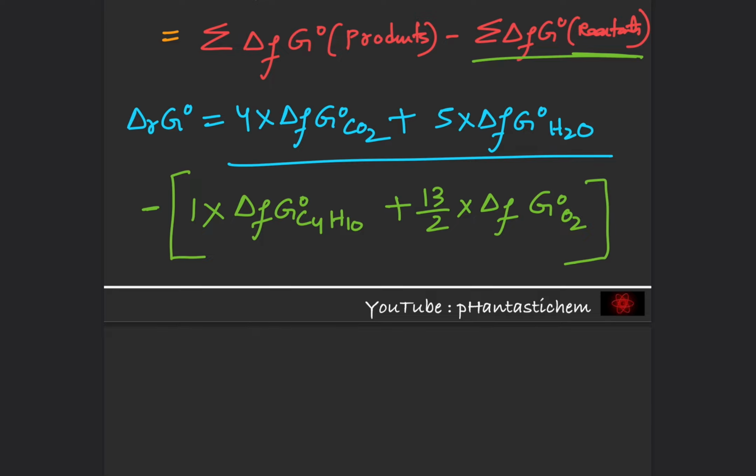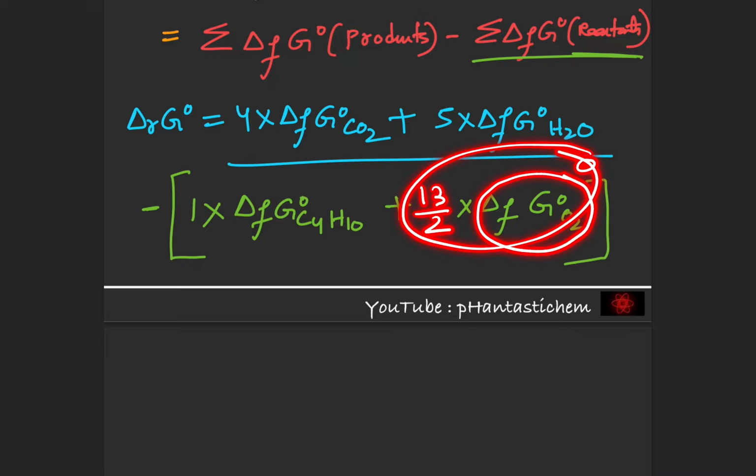And we know a very important fact, that the standard free energy of formation of elements is 0, and O2 exists in the elemental state, so therefore this value is going to be 0, and 13 by 2 into 0 is going to be 0, right?